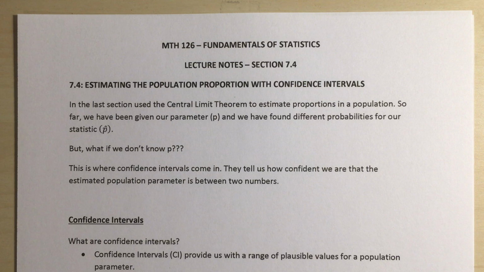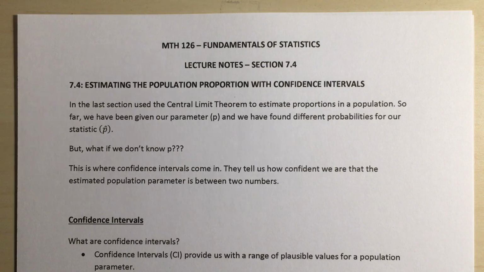In that section we were given our parameter, we were given our p-value, and we found different probabilities for our sample statistic, our p-hat. In this section that's going to be different. We are not going to know our p. Instead, we're going to be estimating intervals based on that p-hat value that we have.